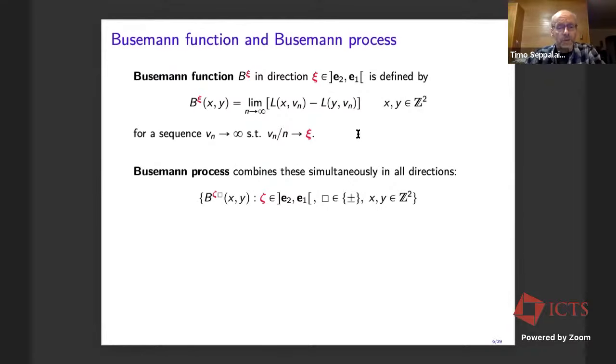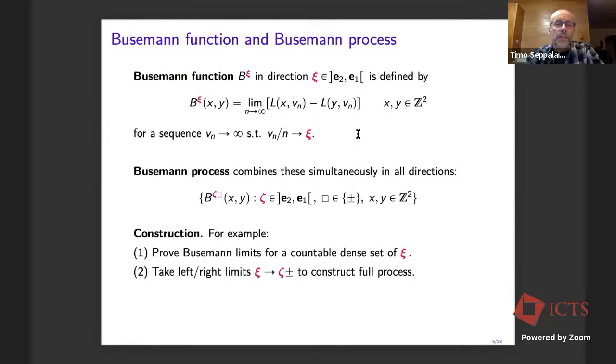So how could one possibly construct this thing? Well, it depends a little bit on what you start with, what you have in your hands to begin with. If you start with the exponential model, then by today's technology, proving the Busemann limits is not very difficult. So you start by proving those almost sure limits for a countable dense set of directions xi. And then there's that monotonicity coming from the fact that we're on the plane. This monotonicity enables one to take left and right limits in the direction variable. So this way you can then fill in the gaps and get the process indexed by zeta plus and minus.